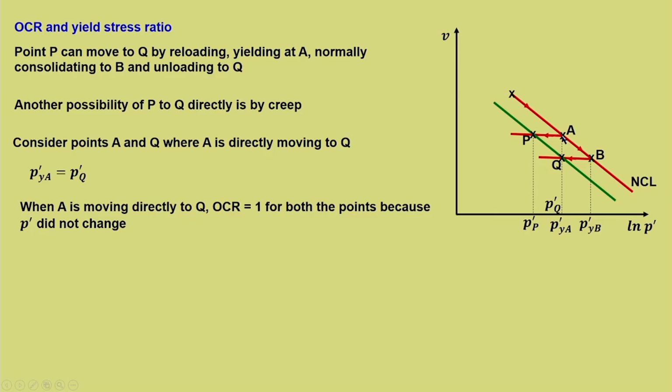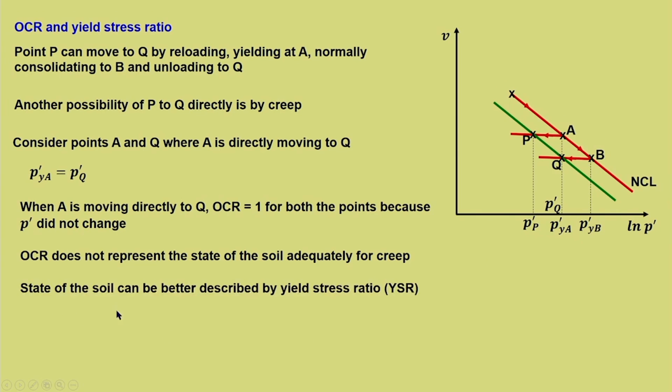Why? Because we are not accounting for the yield stress at this point, even though it is on the unloading line of BQ. But here, with reference to A to Q directly, we will take OCR equal to 1. Therefore, OCR does not represent the state of the soil adequately for creep, because it is ignorant of this particular yield stress. State of soil can be better described by yield stress ratio, which gives more clarity to the soil state, where yield stress ratio is always defined in terms of yield stress, that is P dash y, upon the present stress, that is P naught dash.